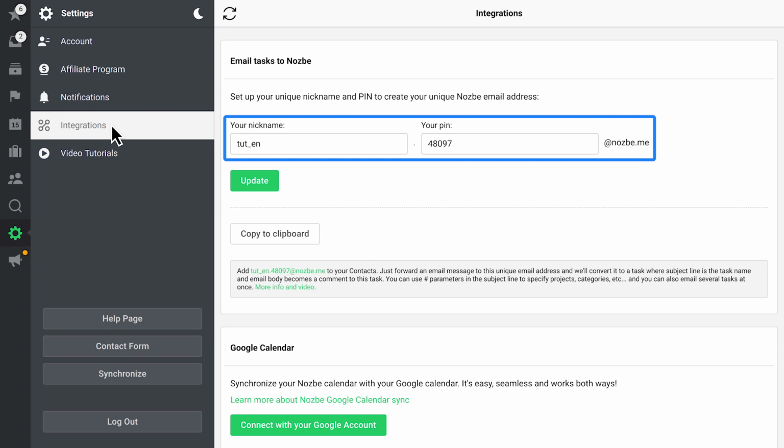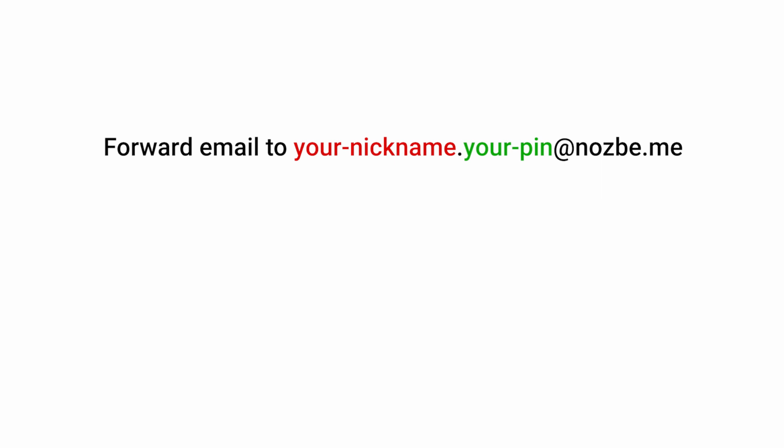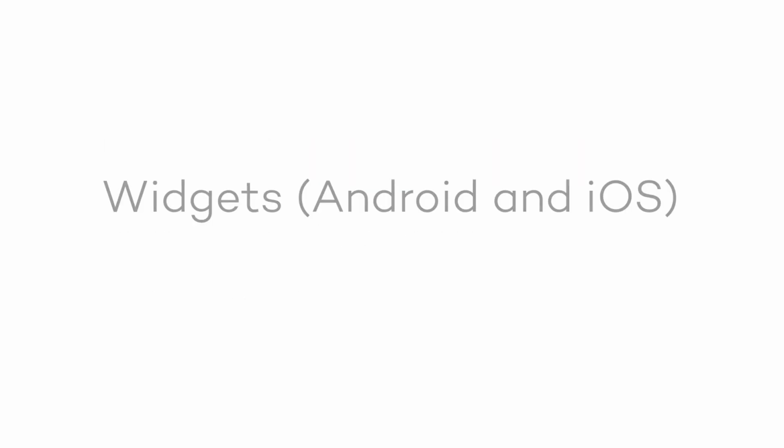You can modify your PIN in the Settings section whenever you want. Now, every time you receive an email that should become a task, just forward it to your secret Nozbe email and it will appear on your task list. It's that easy. The subject of the email will be the task name and the email body will be added to this task as a comment. This integration helps you make emails actionable and process your mailbox efficiently. We'll show you more tips and tricks regarding this integration a little bit later.